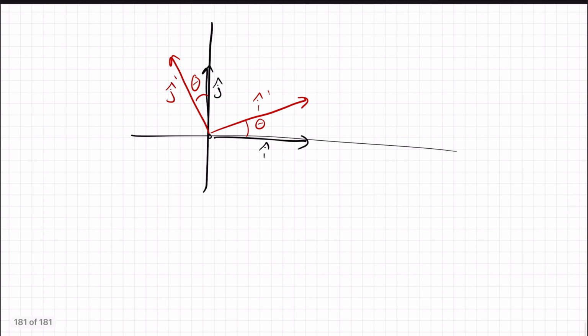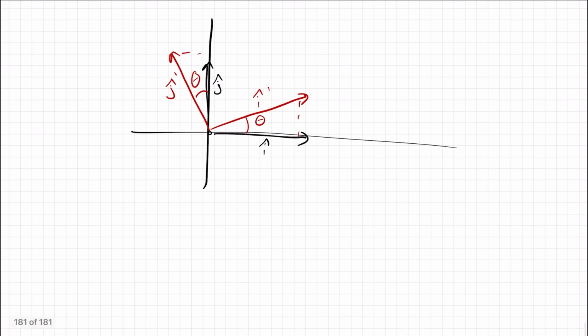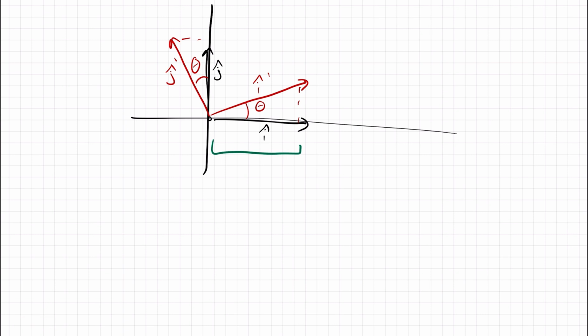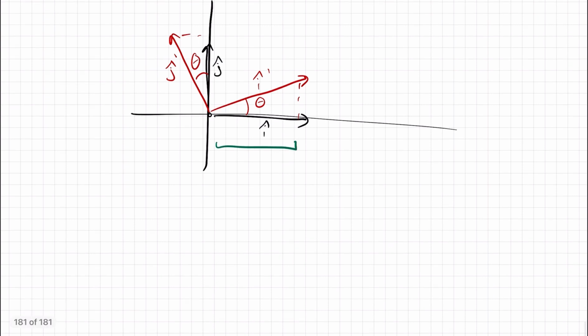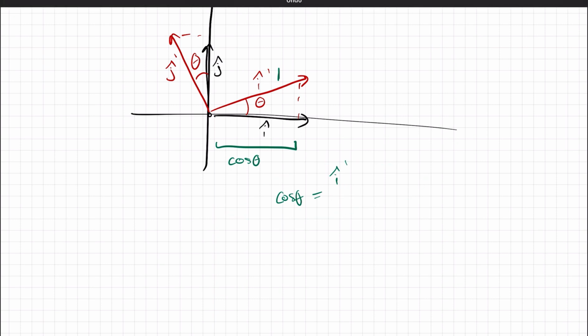So to find our A, B, C, and D, we just have to look at the x and y coordinates of i hat and j hat. Assuming these are of length 1, which they are since they're unit vectors, this length here is simply going to be cos of theta. Because this is of length 1, we have cos of theta equals adjacent over hypotenuse, or i hat dash x coordinate over 1, so therefore the x component of i hat dash is just going to be cos theta, like that.